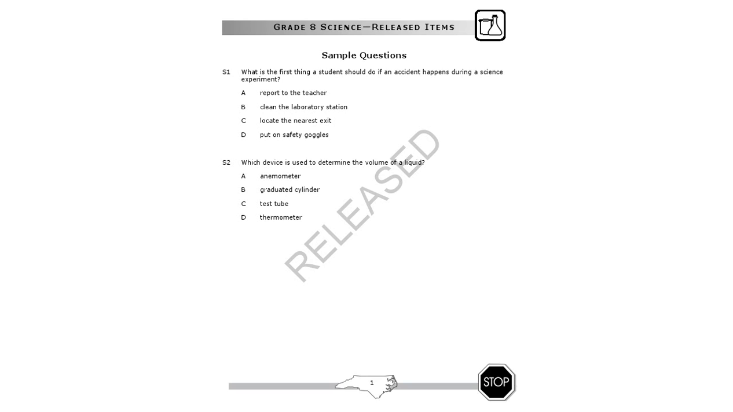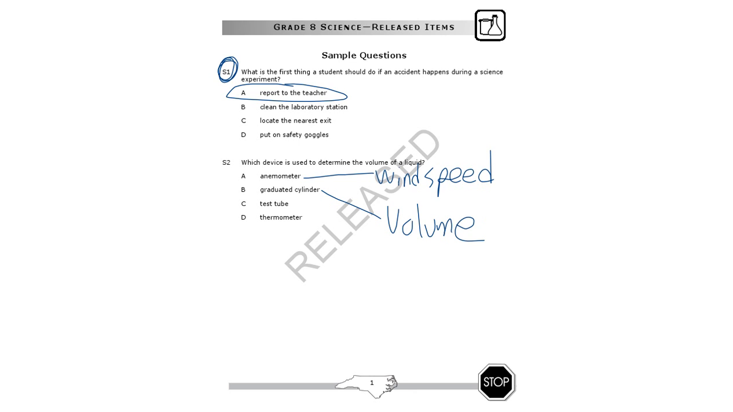The first thing a student should do if an accident happens during a science experiment. Okay? So the first thing you're going to want to do is let someone know. You're going to report to the teacher. A device used to determine the volume of a liquid. All right, anemometer is wind speed. You probably heard about those last year in 7th grade science. Graduated cylinder measures volume of a liquid. Test tube, basically just holds things. Thermometer measures temperature.